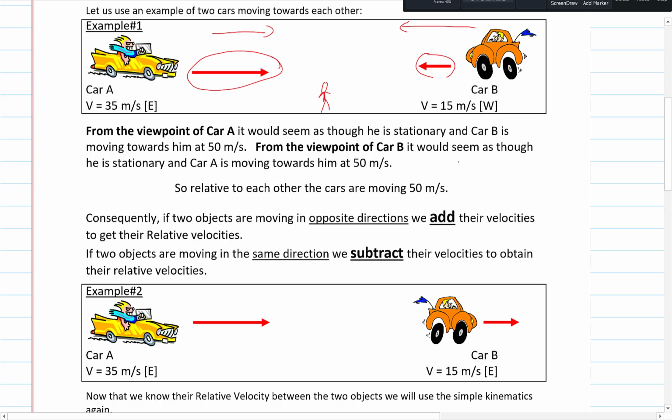If they're moving in opposite directions, we have to add the velocities. Now the trick is, what happens if they're moving away from each other? We still have to add. It doesn't matter if they're moving towards each other or away from each other, we have to add, and that's the rule.